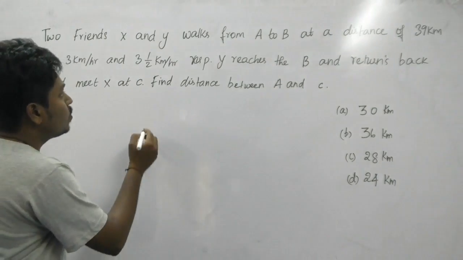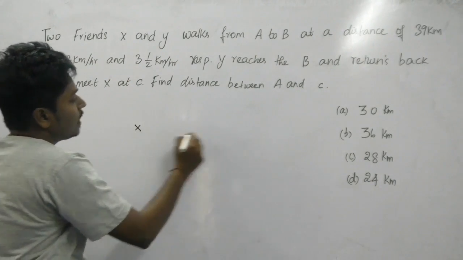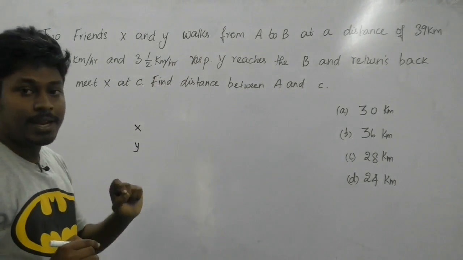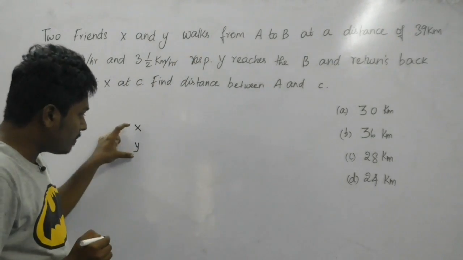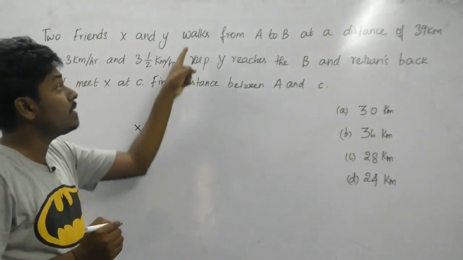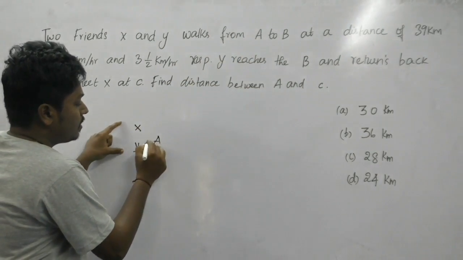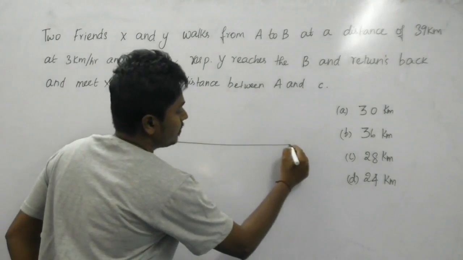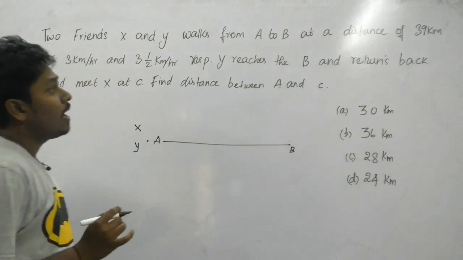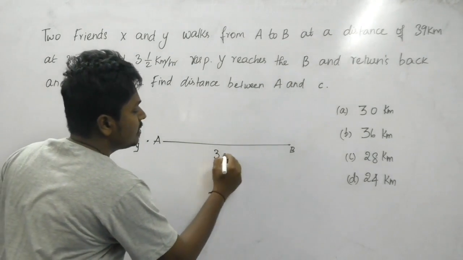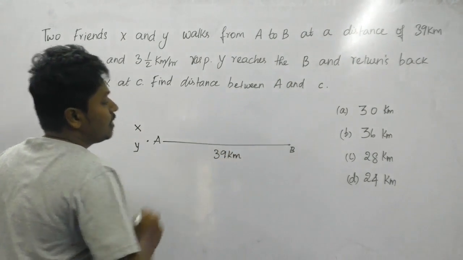They have said that there are two friends X and Y, and X and Y walk from A to B. We can clearly know that both the persons are walking from A. Why? Because it says walks from A to B. Both the friends are walking from point A, and somewhere else the point B is there, at a distance of 39 kilometers.